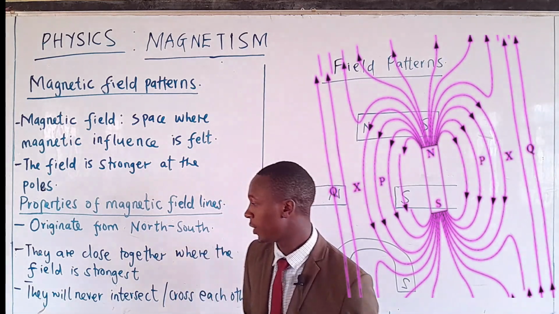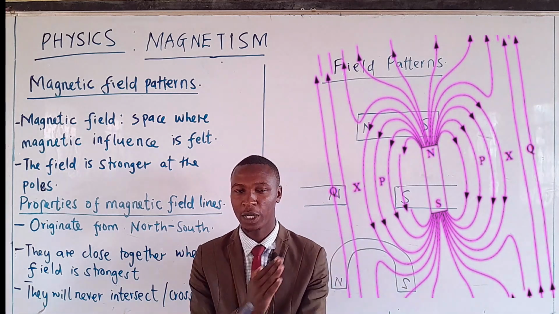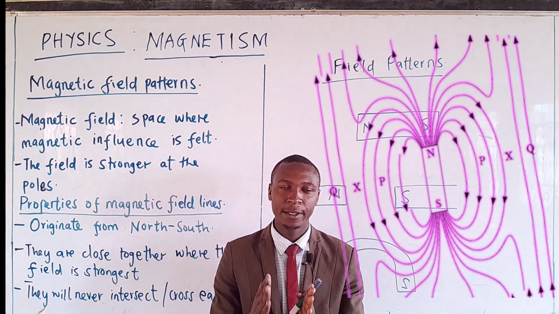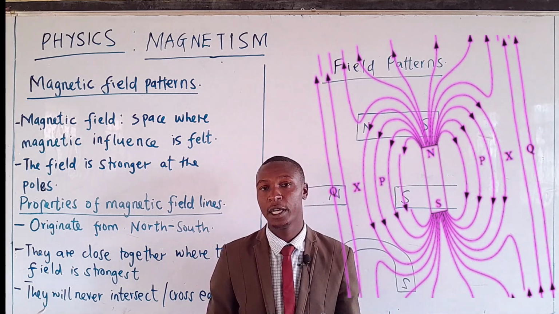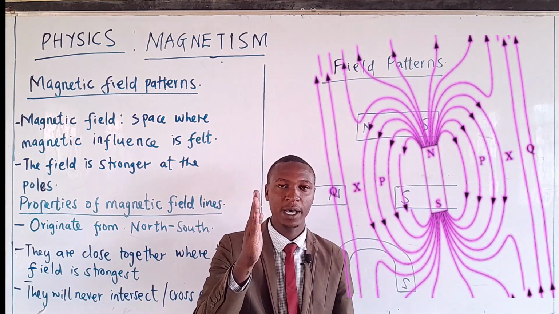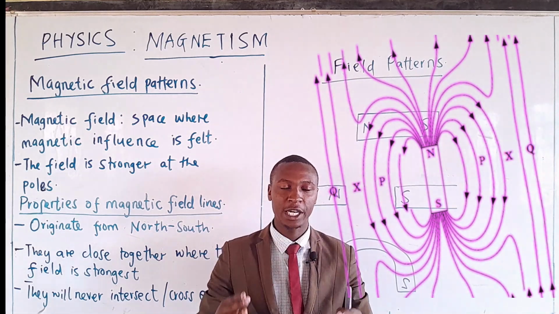And of course, lastly, they will never intersect or cross each other. So at no time will the field lines be intersecting with each other. If this field line goes through this path, this other one is going to go through this path, and they will never intersect each other.